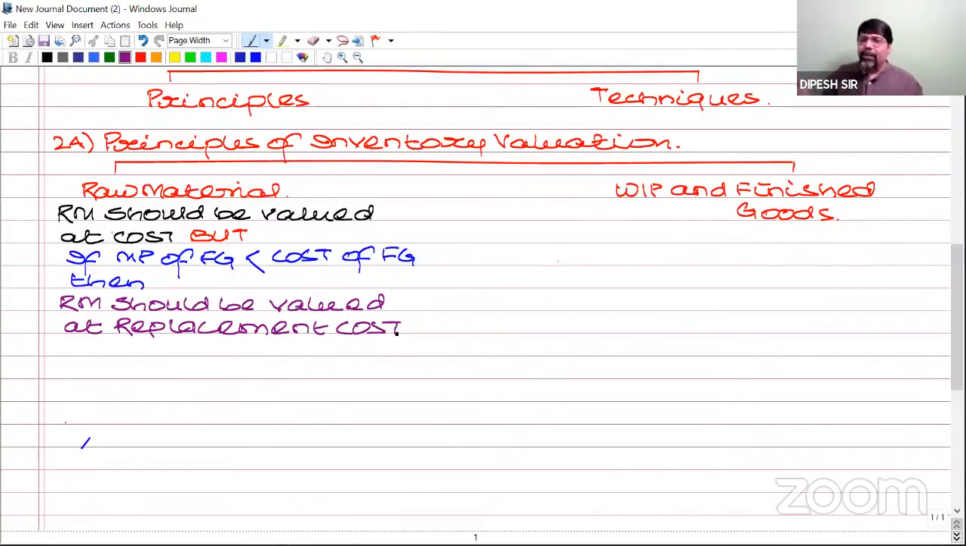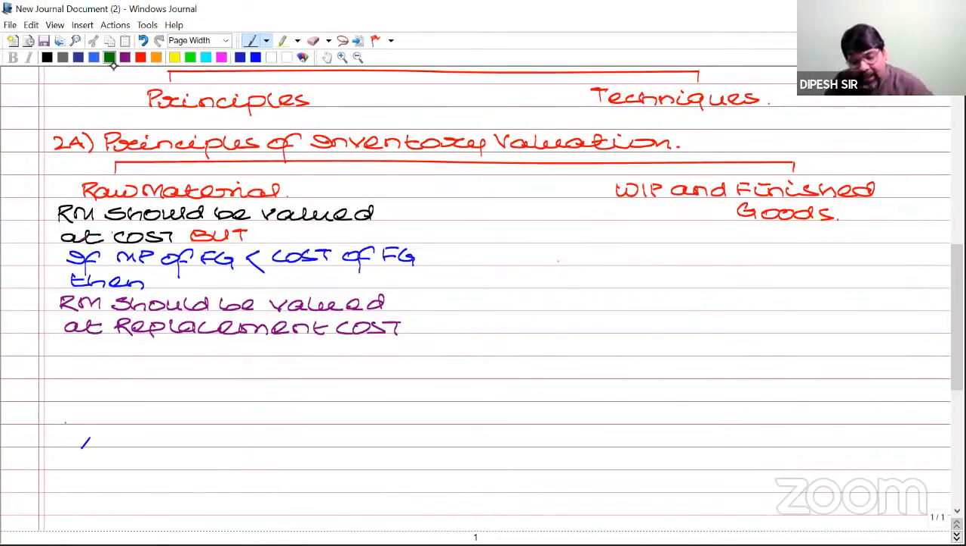Closing stock of finished goods should be valued at cost price or market price of selling, whichever is lower. Raw material, cost price or market price of buying, whichever is lower. Finished goods, cost price or market price of selling, whichever is lower. Market price of buying is known as replacement cost. So there are two types of market price: market price of buying and market price of selling. Market price of buying is known as replacement cost.